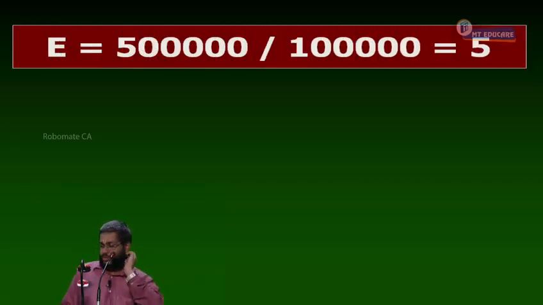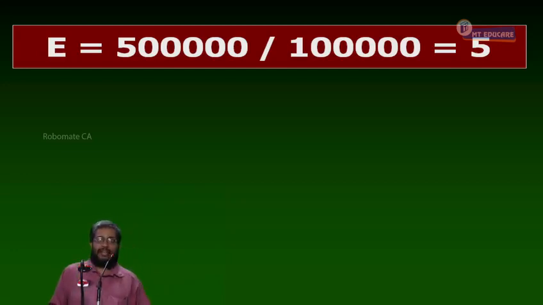Can I start or not? Now, E is equal to, E means earnings per share, or not? What is the earnings? 5 lakhs. How many shares are there? 1 lakh shares. Look at the workbook and write 5 lakhs divided by 1 lakh. What is EPS? 5. The EPS is 5.